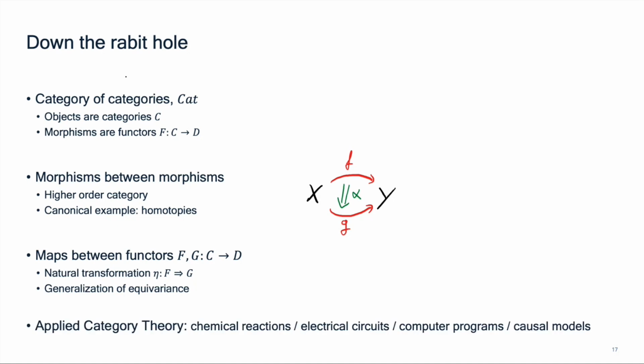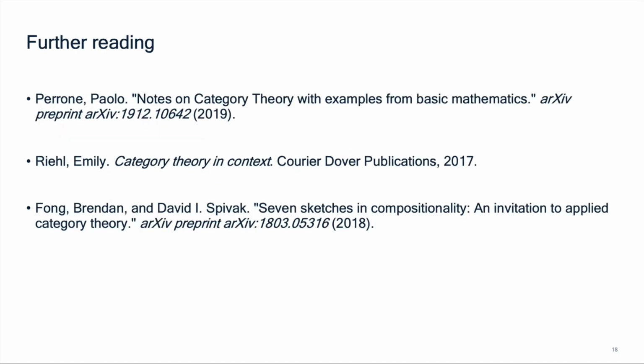And you can also study applied category theory, which is putting things like chemical reactions, electrical circuits, or computer programs also into categories, or causal models. That's not visible. I wrote causal models here. Also as instances of categories, which is an example I'm personally very interested in. If you like all of this, these are references where you can find more.